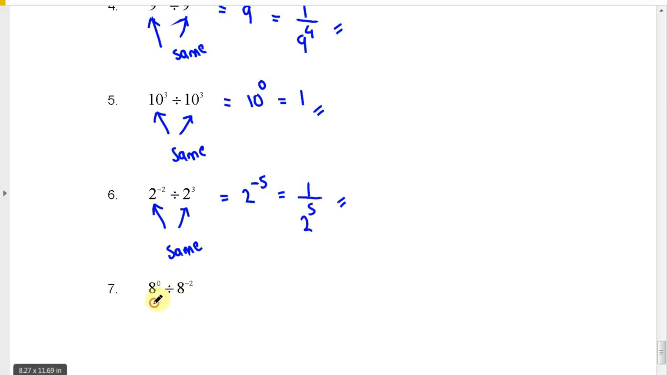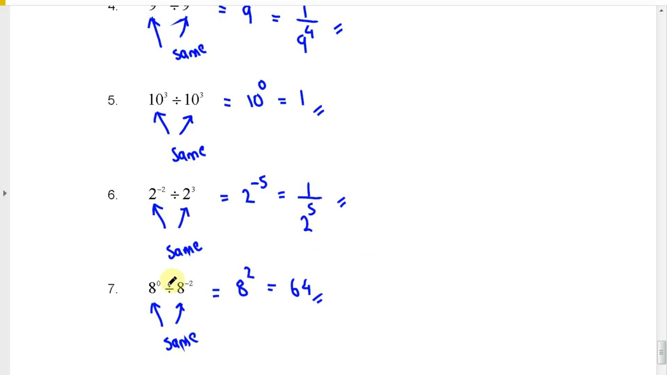Let's go over the last one. Are the bases the same? Base 8 here, base 8 here. The bases are the same. So we're going to have 8 to the power. We're dividing, subtract powers. 0 minus minus 2. 0 minus minus 2 is 2. And 8 to the power 2, 64.